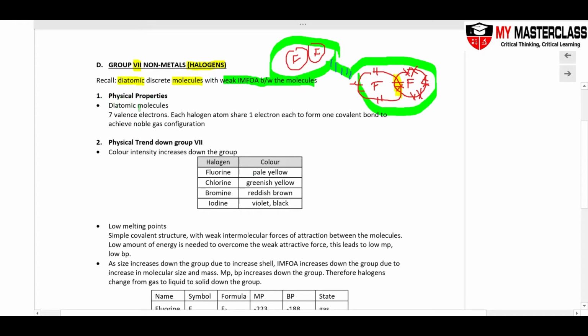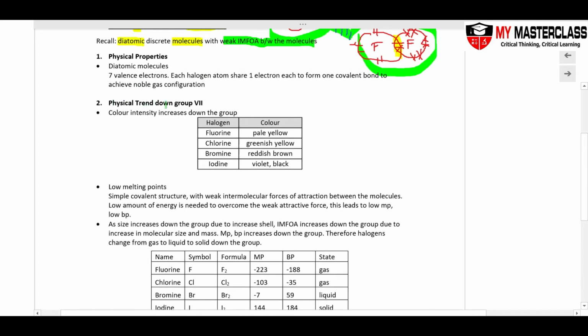Right, the first one, they all exist as diatomic molecules, as explained previously. And then there are some physical trends down group 7 that we have to know. Okay, so the first trend is the color intensity. It will increase down the group. So fluorine is pale yellow. Some schools say it's colorless. Chlorine is yellow-green. Bromine is reddish-brown. And iodine is violet or black. So you can see that the color becomes darker down the group.